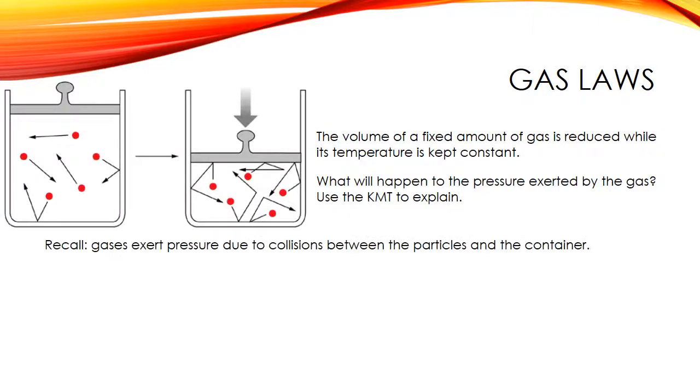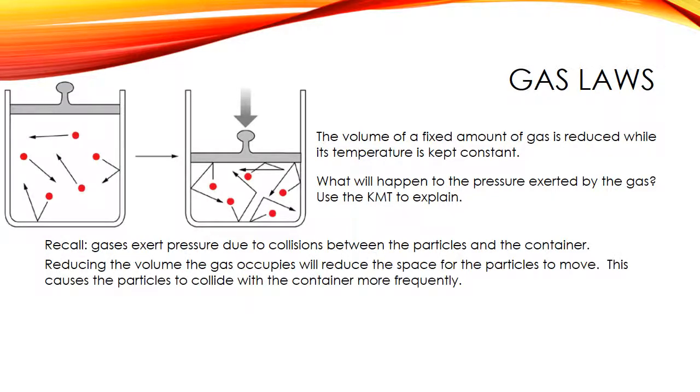Alright, so recall that gases will always exert pressure due to the collisions between the particles that make them up and the container. So ultimately, whatever changes in the pressure occur due to changes with the collisions that occur between particles and the container. So if we reduce the volume that the gas occupies, that will reduce the space for the particles to move. There's less room. This causes the particles to collide with the container more frequently. They're just going to hit the container more often.